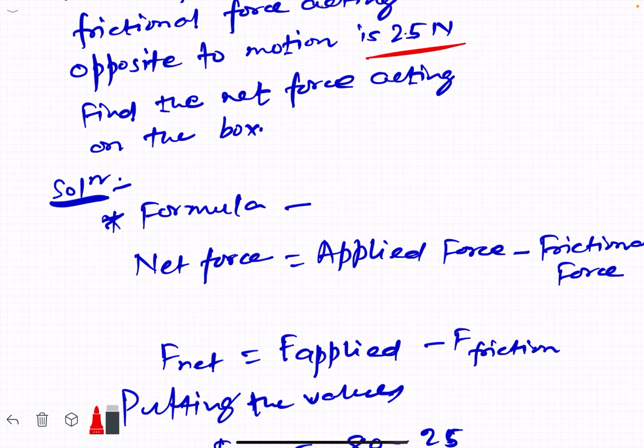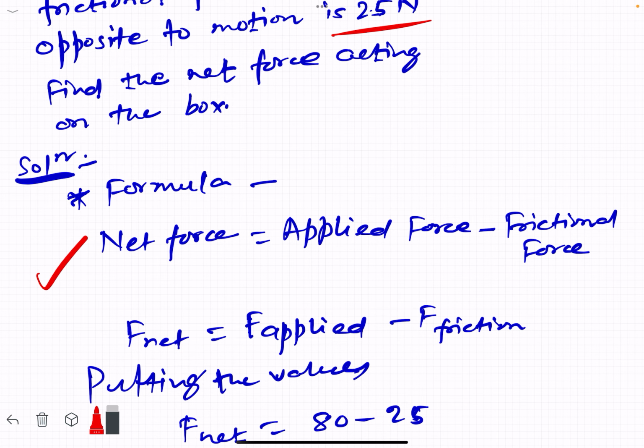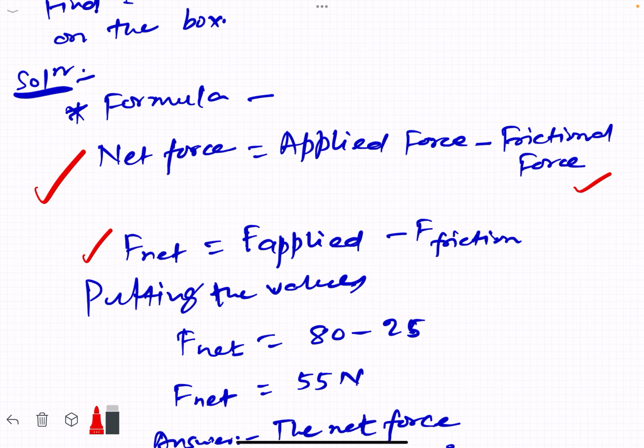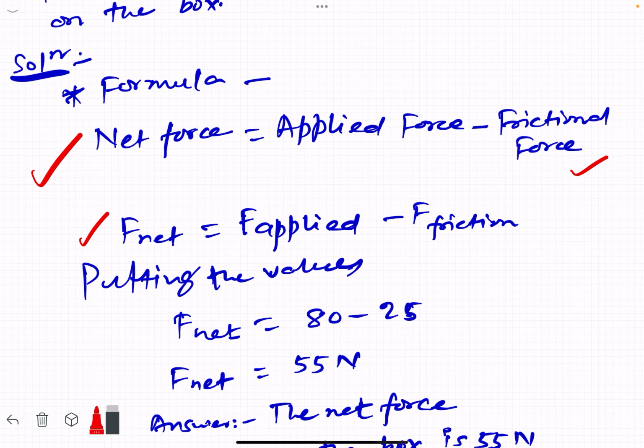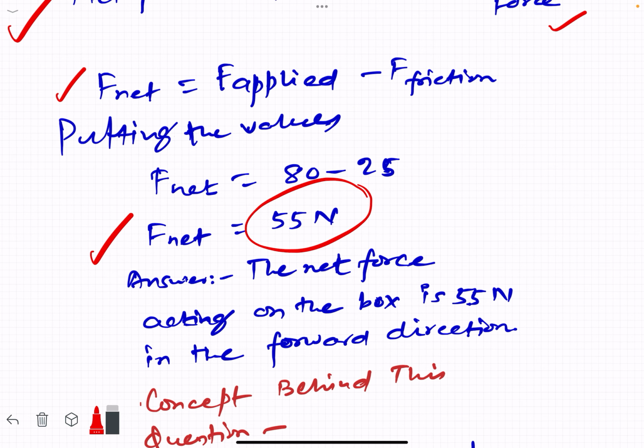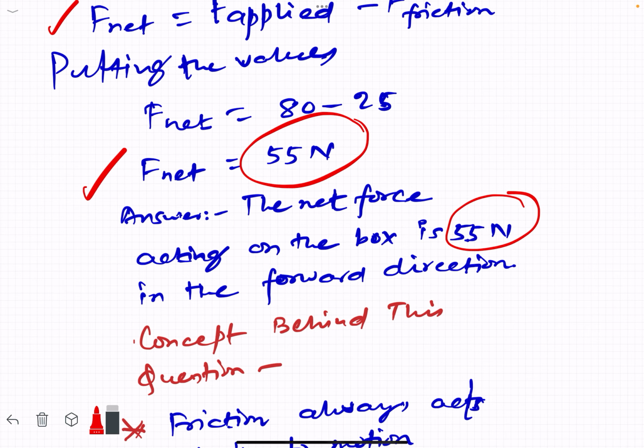We will apply the formula. Net force is equal to applied force minus frictional force. Then F net will be F applied minus F friction. Putting all the values, we get F net is equal to 80 minus 25. F net is 55 Newton. So the answer is, the net force acting on the box is 55 Newton in the forward direction.